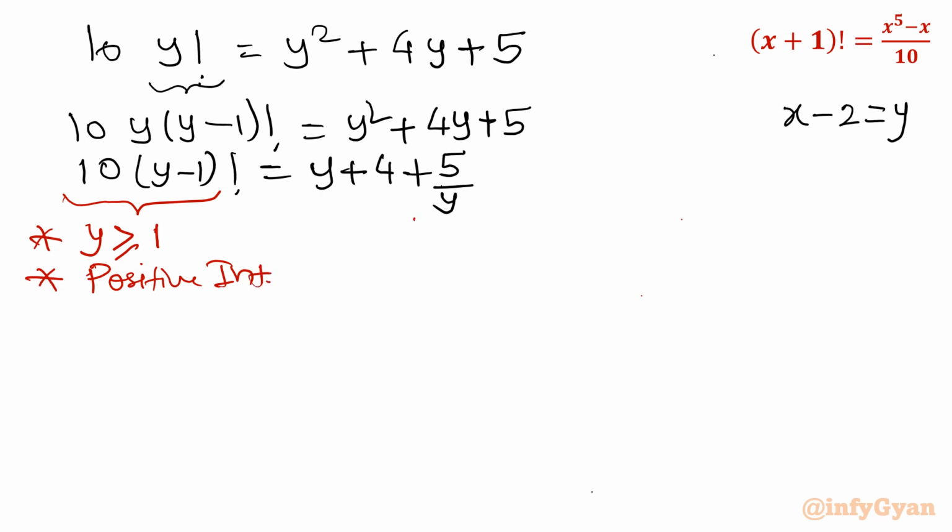Now come to right hand side. See, it is already integer. y plus 4 would be always integer. So we have to check only 5 over y. Once y will exceed 5, then 5 over that number will be a fraction. So y should be less than or equal to 5. This is the first argument from the RHS.